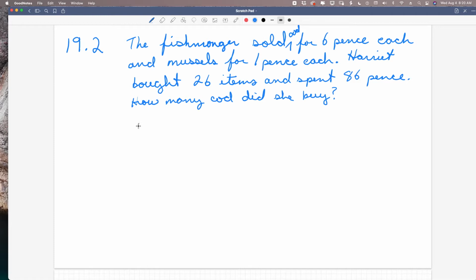So we can get our first statement. The number of, let's say, cod plus the number of mussels was 26 of those total. So there's our first statement, and we got that from here. Okay. Now we can apply our value, and we can use that. So 6 pence for the cod and 1 pence for the mussels. So it's going to be 6 times the number of cod plus 1 times the number of mussels. And the value of that was 86. Okay? You guys see how I'm doing that, right? I pulled my 86 from here, and my 6 times C and my 1 times M to get the value.